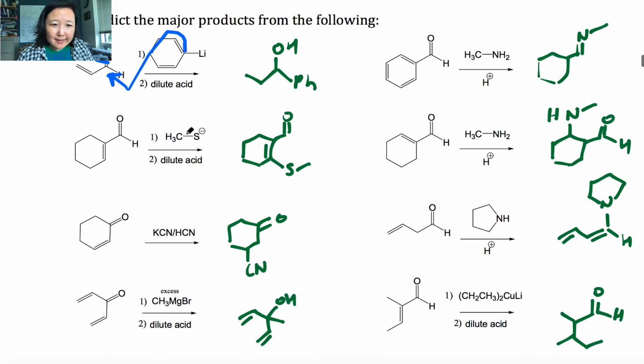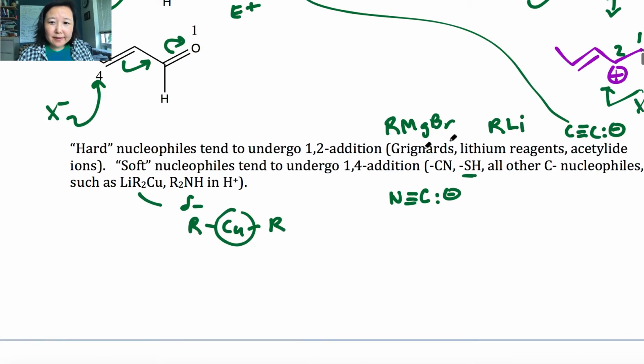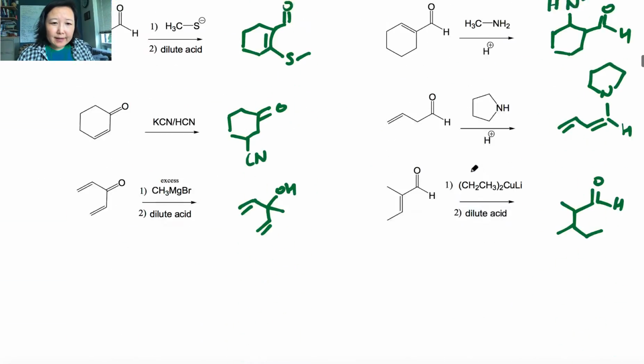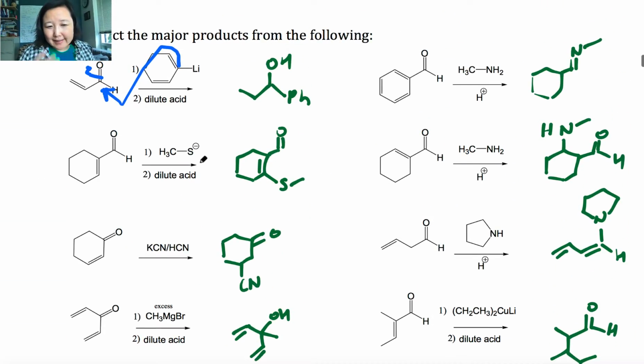Now with this one, this is a soft nucleophile. This is my sulfur group right here. I remember that because oxygen's smaller than sulfur. Sulfur is larger, more polarizable. So I'm going to attack the 1,4 position. But that's going to then move my double bond, so I need to make sure that my double bond's placed correctly.